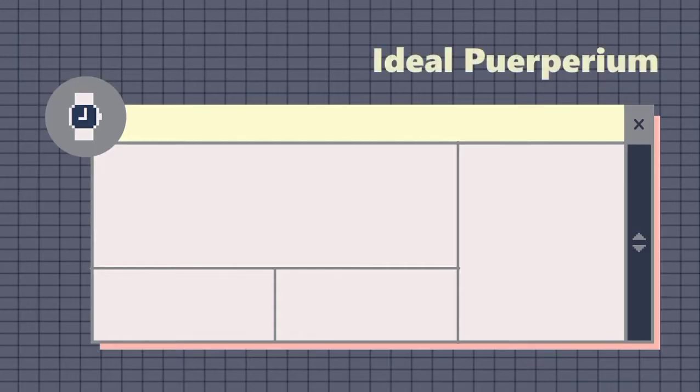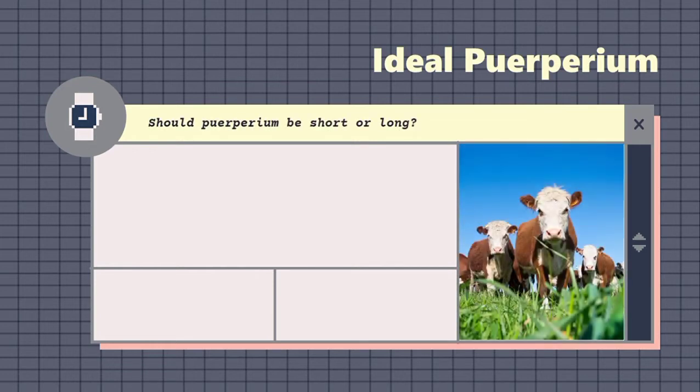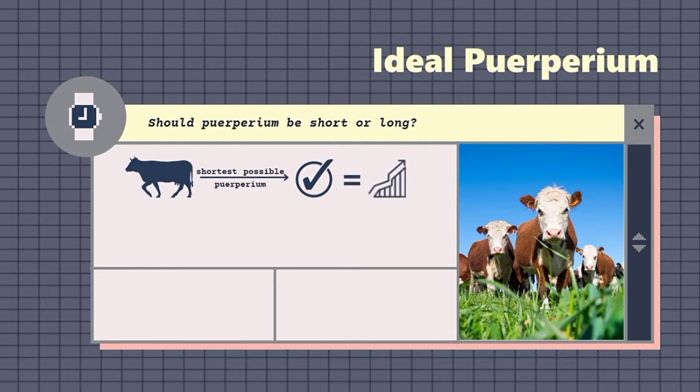So what is an ideal puerperium? Should it be long or short? In this case, we will be focusing on our livestock animals, specifically the cattle. It must be emphasized that in many polyestrous animals, cattle for example, the shortest possible puerperium is desirable because eligibility for a subsequent pregnancy is of high economic importance.